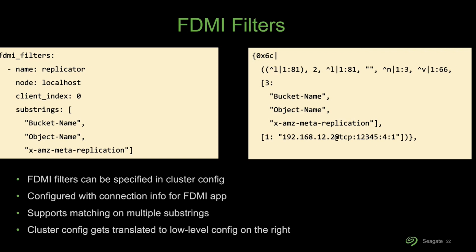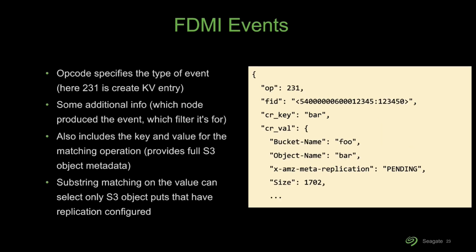So an FDMI event itself looks something like this. There's an opcode. Here we have 231, so it's creating a new entry in the key value store. There's some extra info, like which particular Motor node is the source of this, which can be useful if you're doing clever things like taking advantage of data locality and that sort of thing. And then we also have the key and value that were put into Motor's key value store. So here we have the object name and the value, which is just the whole object metadata. And this is where we can do the substring matching on these different metadata fields.